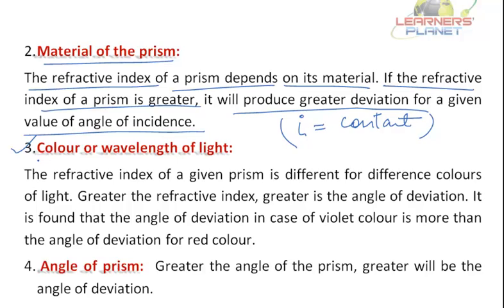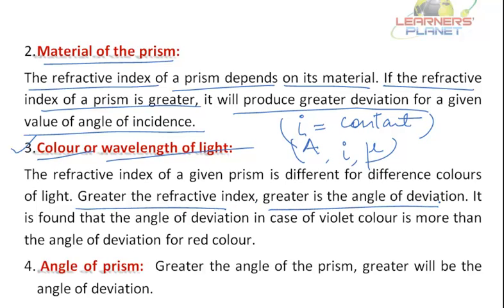Third is color or wavelength of light. If you keep all other factors, that is angle of prism, angle of incidence, mu, everything, the same, but the ray of light which is entering is varied in terms of its wavelength, then what is seen? Greater is the refractive index, greater will be the angle of deviation. It has been experimentally found that the angle of deviation in the case of violet color is more than the angle of deviation for the red color.